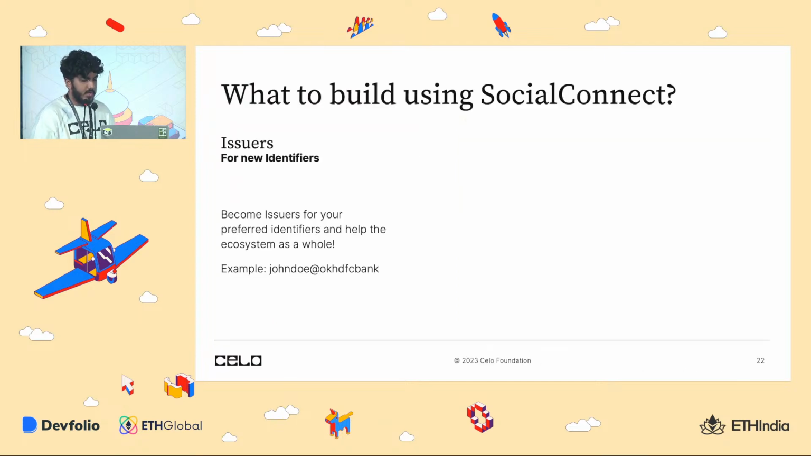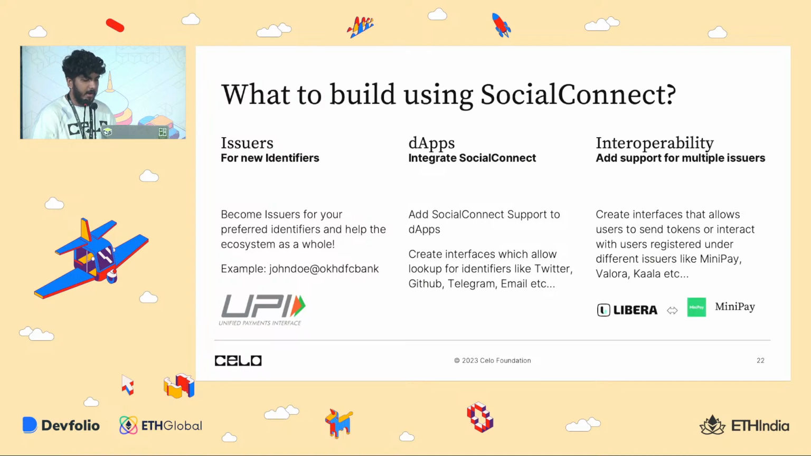So that was about Social Connect, but what to build on Social Connect, right? You can become an issuer where you can let users identify themselves using an identifier which you define. It could be UPI, right? You can be an issuer for UPI. You verify people using their UPI ID, and then you can let them identify themselves on chain using UPI ID.